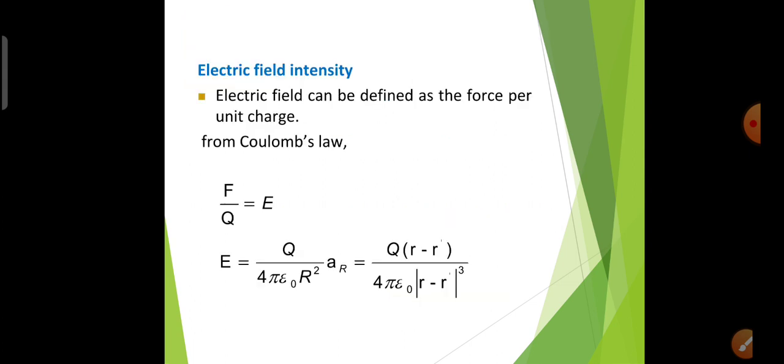Before deriving the electric field intensity equation, we have to know what is meant by electric field intensity. It can be defined as the force per unit charge. From Coulomb's law, we can say force per Q is equal to electric field intensity E. E can be calculated as Q by 4 pi epsilon naught R squared aR. aR is the unit vector. It represents the direction.